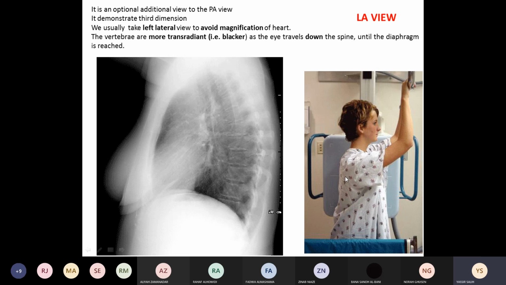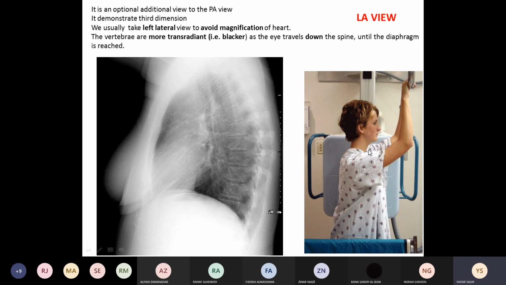On lateral view, the left side should be against the film, and the right side should be against the tube, or the source of X-ray radiation. Why? Also to avoid magnification of the heart. There is a rule in radiology: if the organ or object is closer to the film, the shadow of this object on the film should be equal to the image part.